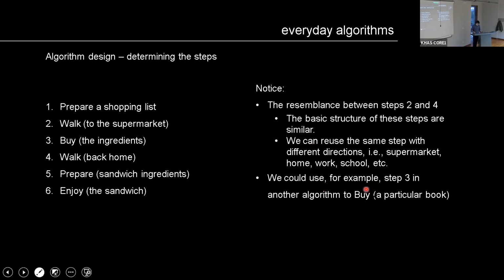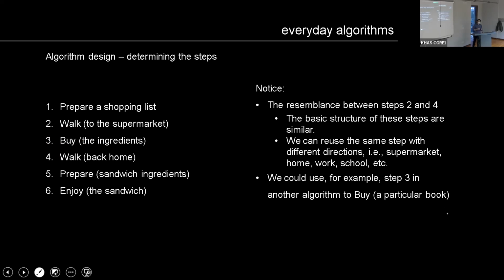We could use, for example, step 3 in another algorithm to buy a particular book. Also here in step 3, we have the buy, I will call it a function already. I'm trying to acquaint you with the idea. I'm using the buy function with the ingredients of a sandwich here, but on another occasion, I could just buy a particular book. And the procedure would be exactly the same.